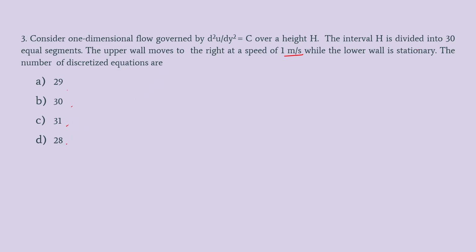So in the question it is given that this interval h is divided into 30 equal segments, from which we can deduce how many equations there will be. Try to answer the question.